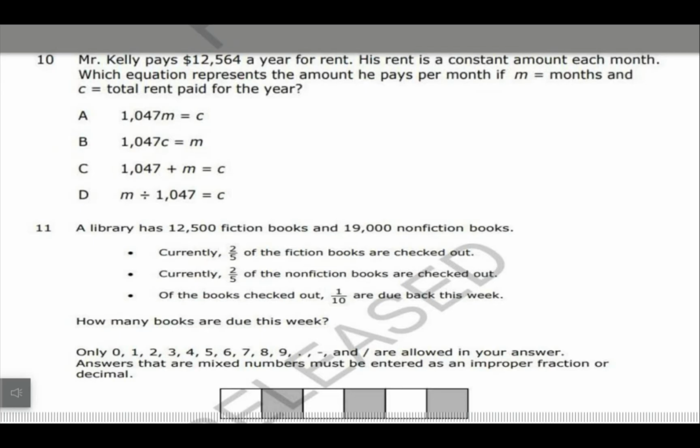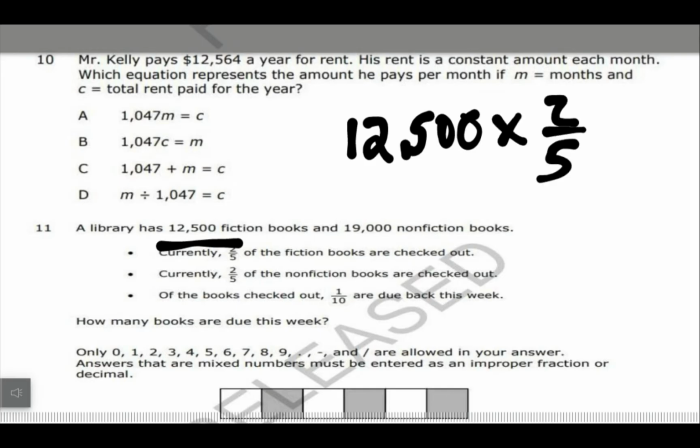All right, so we first got to figure out 2/5 of each. Okay, and what we can do is multiply those by 2/5. So I do 12,500 times 2/5. And that would be 5,000. So we have 5,000 fiction books that are checked out.